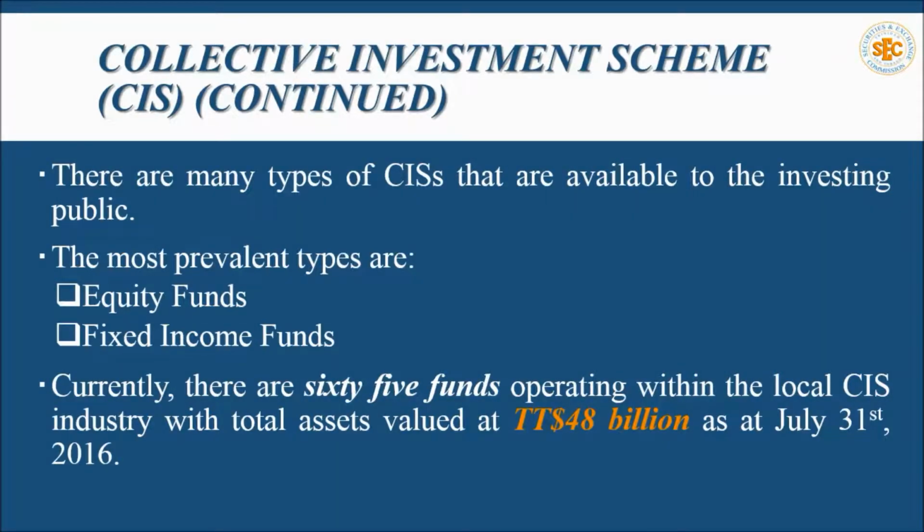There are many types of CISs that are available to the investing public. The most prevalent in Trinidad and Tobago are equity funds and fixed income funds. Equity funds primarily invest in equities. Depending on the strategy, the fund either invests in local or foreign equities or sometimes a combination of both. Fixed income funds invest in fixed income securities. These can be bonds, certificates of deposit, and treasury bills, to name a few.